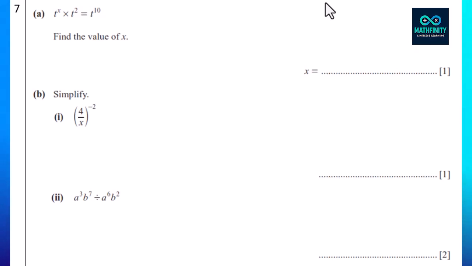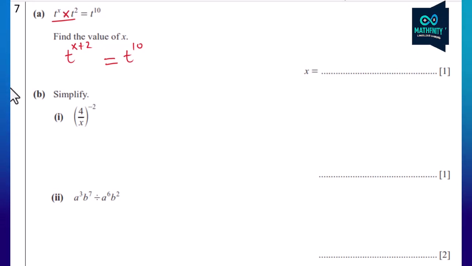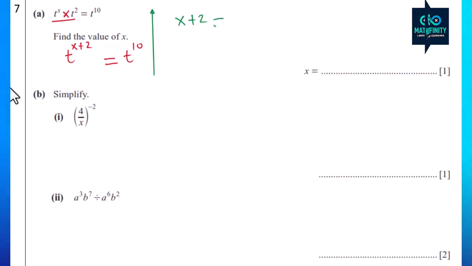Question number 7, A part. On left hand side bases are same. So what operation is between them? Multiplication. So we can add the powers. In this side we can write x plus 2 is equal to 3 power 10. After this, we can see that both sides bases are same on both sides of equality. It means if bases are same, powers are same. Okay, so we can write x plus 2 equal to 10. Then we will shift this to the other side. We will subtract and we will get the answer.